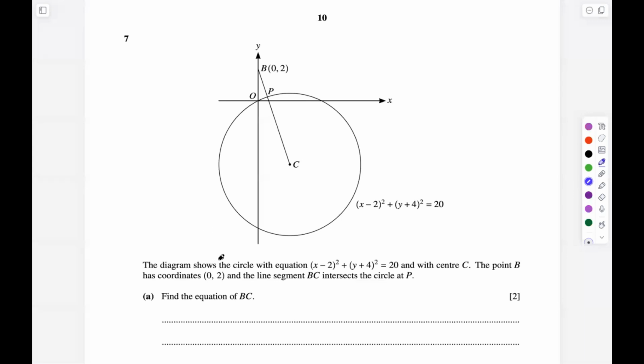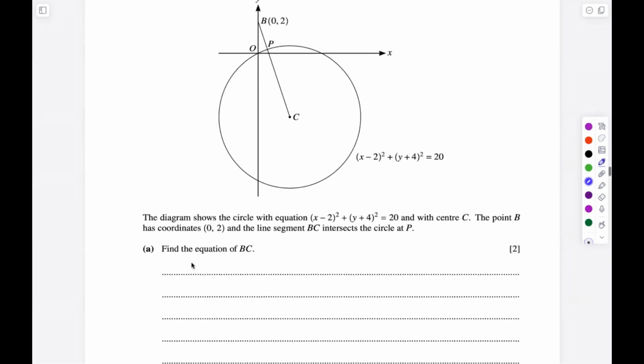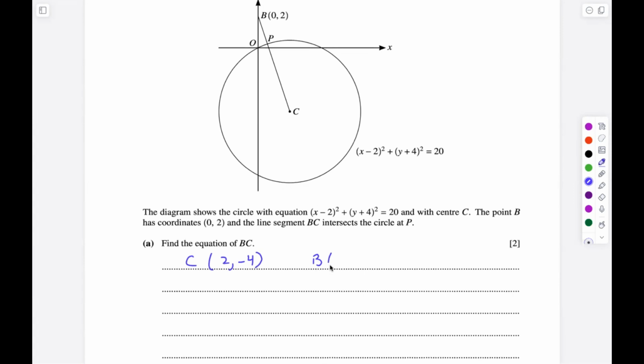In question 7, the diagram shows a circle with equation (x minus 2) whole squared plus (y plus 4) whole squared equals 20 and with center C. The point B has coordinates 0, 2 and the line segment BC intersects the circle at P. In part A, we have to find the equation of BC. Now, looking at the equation, we know that the center has coordinates 2 and minus 4. And B has coordinates 0, 2.